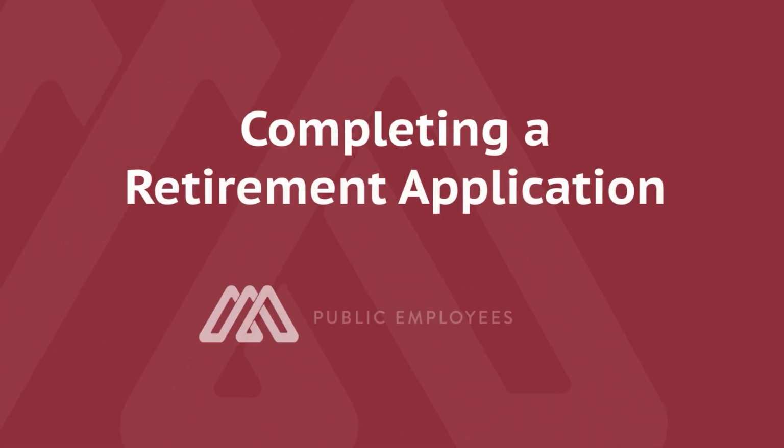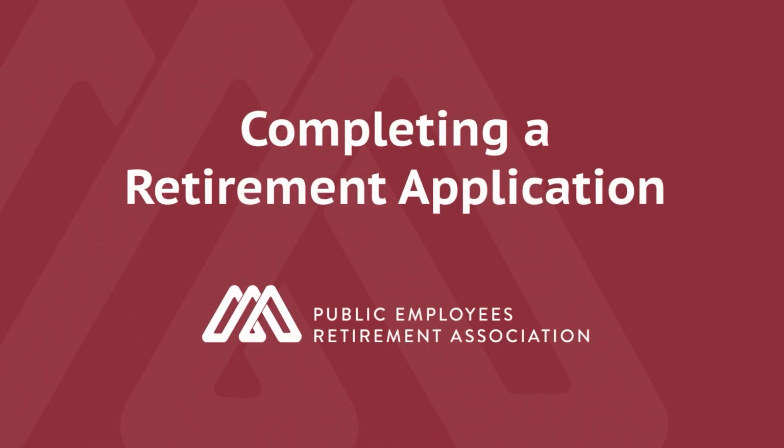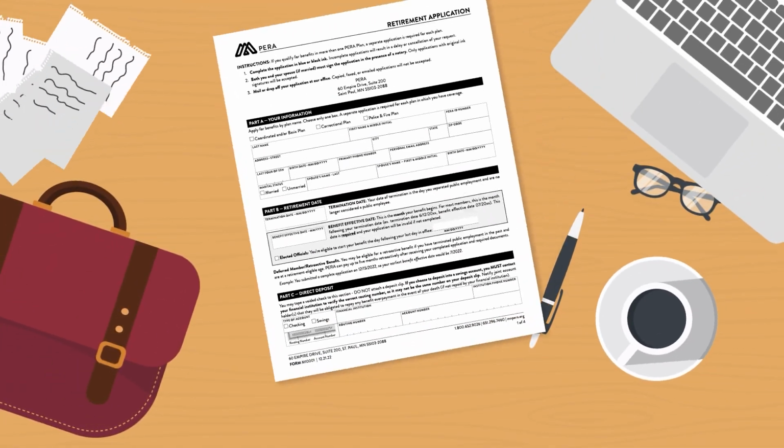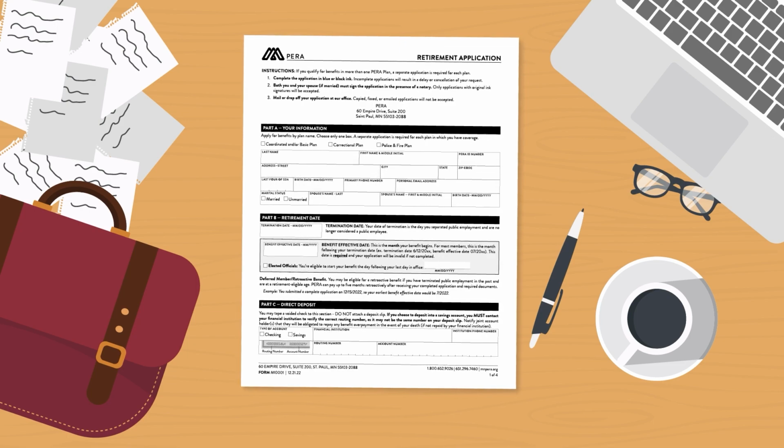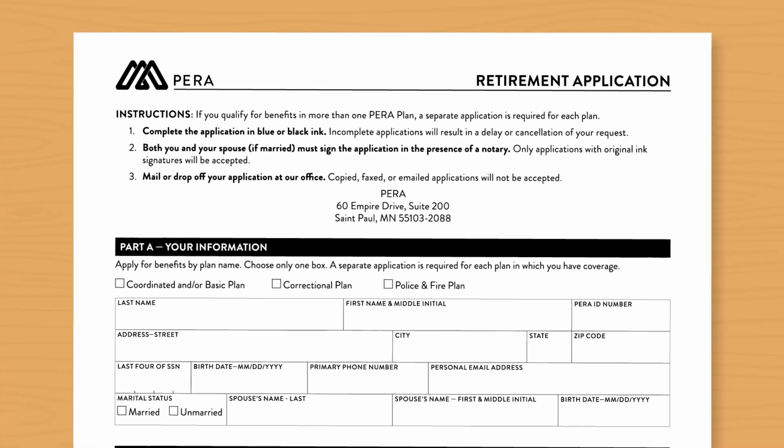Submitting an accurate retirement application is important for receiving your first benefit payment in a timely manner. In this video, we will provide tips for completing your application and answer common questions that members have. Let's start at the top. Be sure to read through the instructions. Incomplete or inaccurate applications will delay or cancel your benefit payment request.